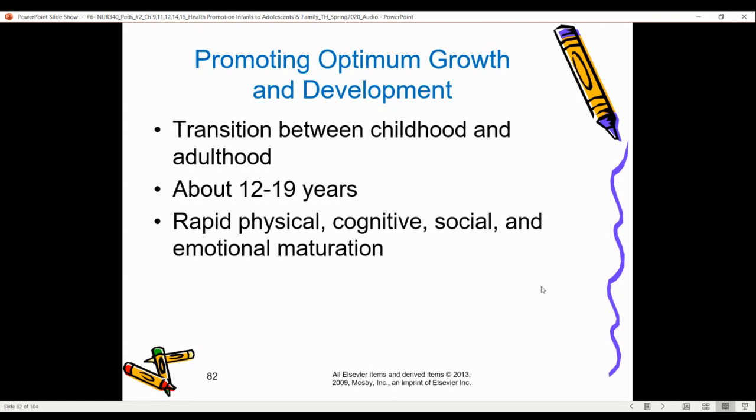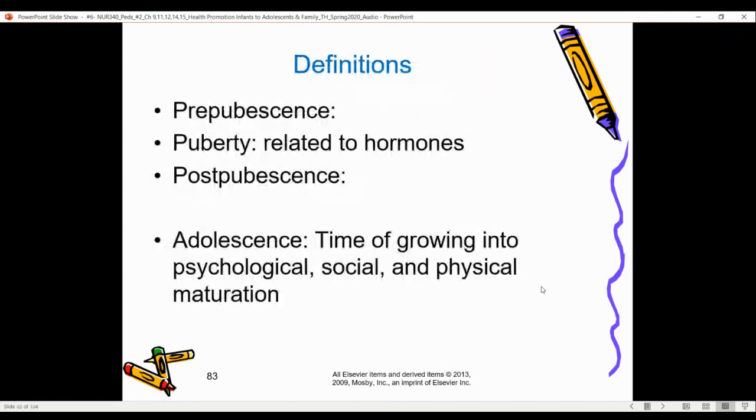We do also know that brain development continues until about 25 years of age. So this is more so our physical growth that we kind of defined as the end of adolescence. And this is a very rapid growth period, physical, cognitive, social, and emotional maturation that happens during this period. The definitions, I said that prepubescence was the 2 years preceding puberty. Puberty is related to those hormones, and then post-pubescence is the 1 to 3 years after puberty where hormones stabilize and full growth has occurred. And I just put the definition of adolescence up there, the time of growing into psychological, social, and physical maturation.